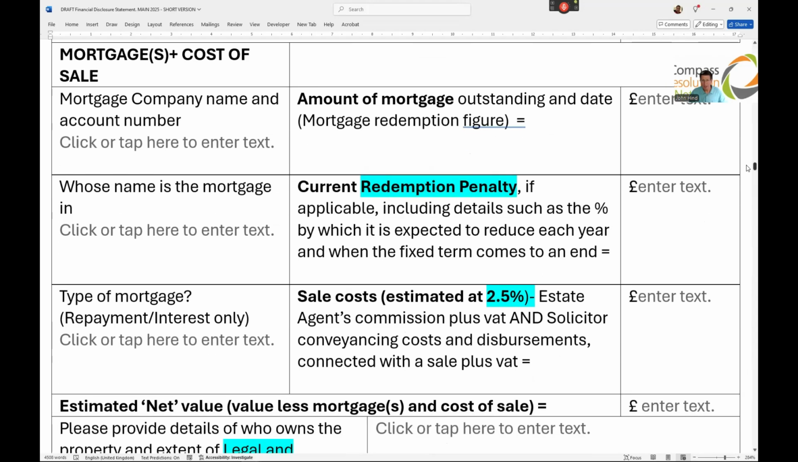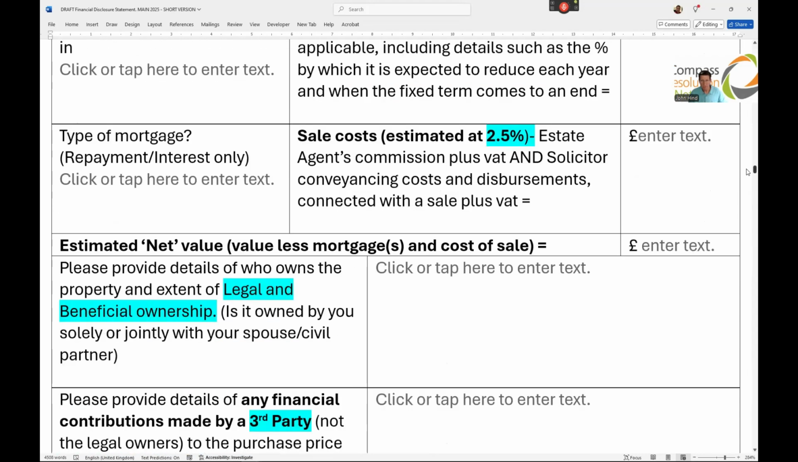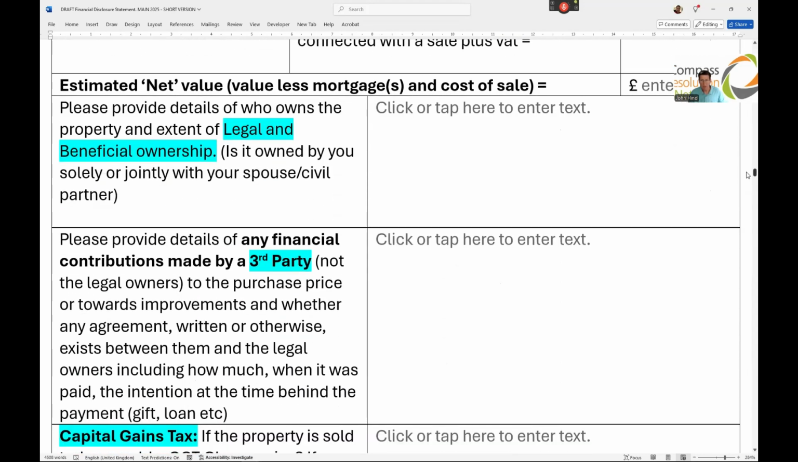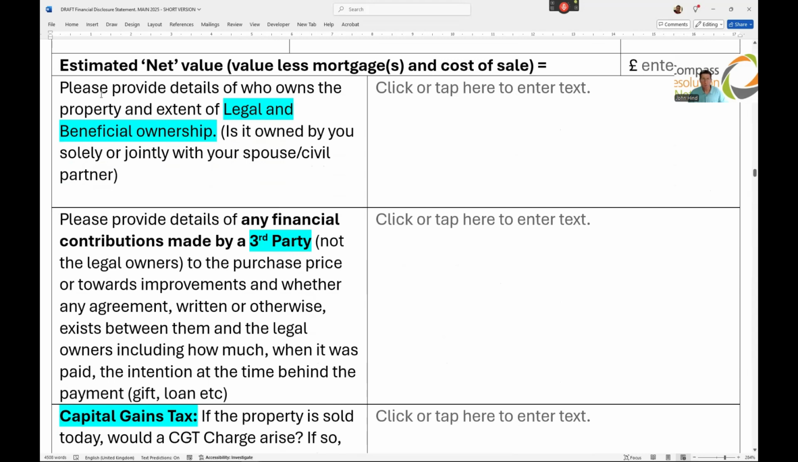This will give you the estimated net value once you've taken out the costs connected with the sale, including mortgage redemption penalty, and so on. Now moving down the page, you'll see a number of quite important boxes here, which may or may not be relevant. The first one asks: please provide details of who owns the property and extent of legal and beneficial ownership. For example, is it owned by you solely or jointly with your spouse or civil partner?